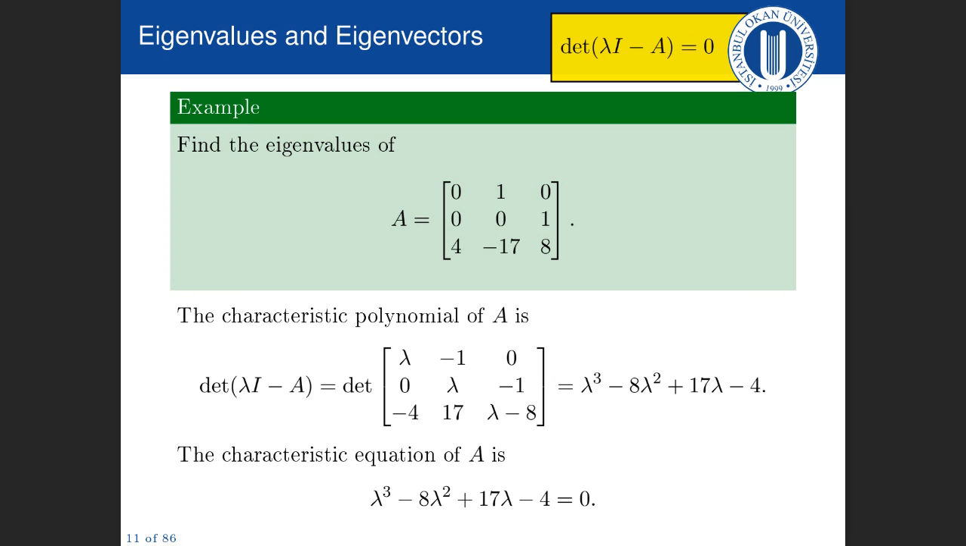I will leave it for you to check that this is lambda cubed minus 8 lambda squared plus 17 lambda minus 4. Please check that for me, and if I've made a mistake here, please let me know via the discussion board. Take this characteristic polynomial and write it equal to 0, and we get the characteristic equation of the matrix. We want to solve this characteristic equation to find the eigenvalues.